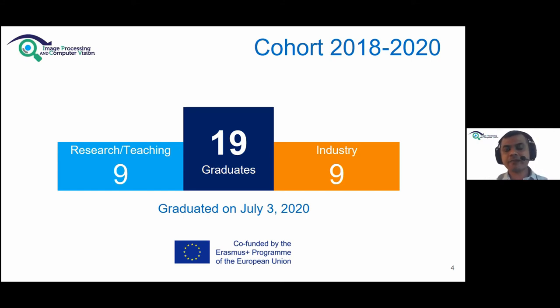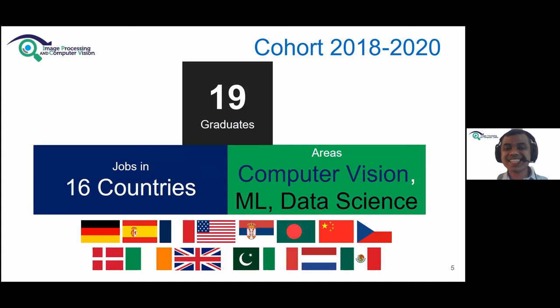Our graduates have joined different universities and companies over 16 countries. As you can see from the flags here, 16 countries during this pandemic. We have been all over the world. It shows that our program is quite demanding and is fulfilling the requirements of the industry and the research arena. That is why IPCV graduates are going all over the world, especially working in computer vision, machine learning, and data science. Based on the data from our cohort, people have joined the Max Planck Institute.